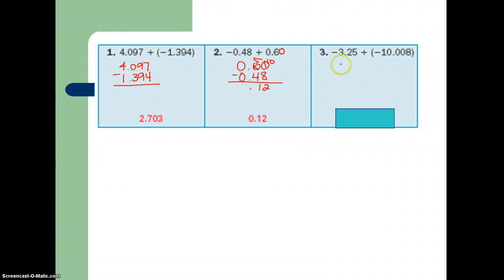Same sign, so we are actually just adding. Again, you still could put the bigger number on top. It might make it easier for you. Adding, it doesn't really matter. Add a placeholder. 8, 5, 2. Bring down the decimal point, and you have 13. Be careful though, that's not the answer. Because they're both negative, the answer is negative 13 and 258 thousandths.